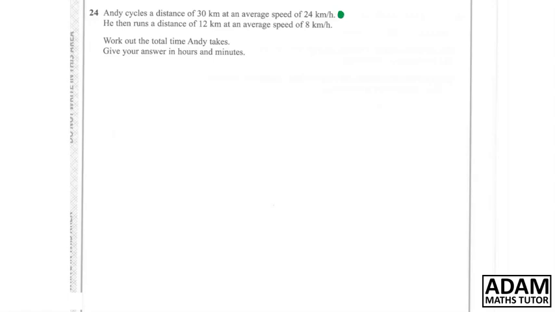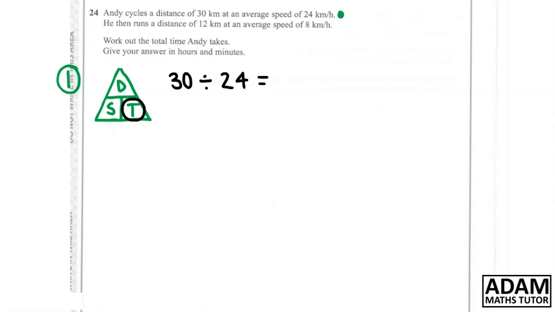So starting off with the cycle, using my relationship between speed, distance and time. Speed is equal to the distance over the time. So to work out the time, I need to do the distance which was travelled, 30 kilometers, divided by the speed, 24. And on your calculator, this gives you a value of 1.25 hours.